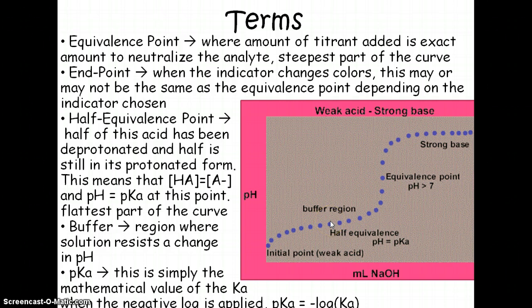A buffer region is a region where the solution resists a change in pH. So you see here in this lower region that it's trying to stay flat, so it's resisting a pH change. And when we say pKa, we're basically just saying take the Ka value for that acid and take the negative log of it, just like we would the H plus concentration to get pH. You can take the negative log of the Ka, and that'll give you pKa. It just makes the number easier to use because it makes it a number between 0 and 14.